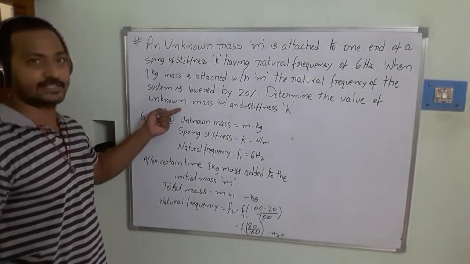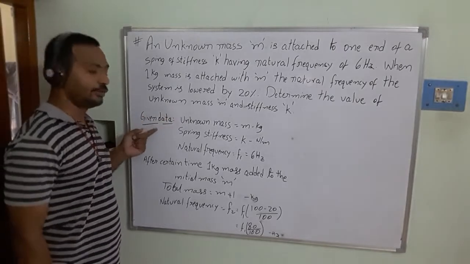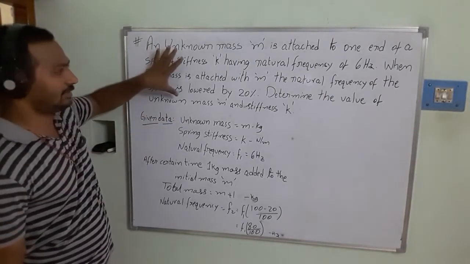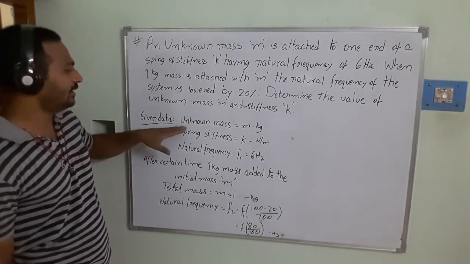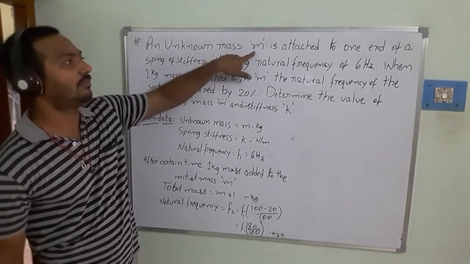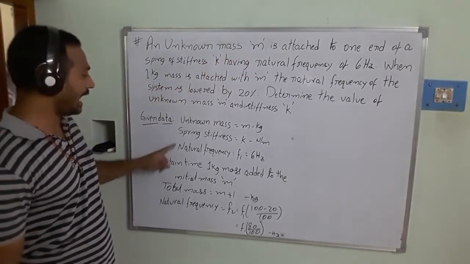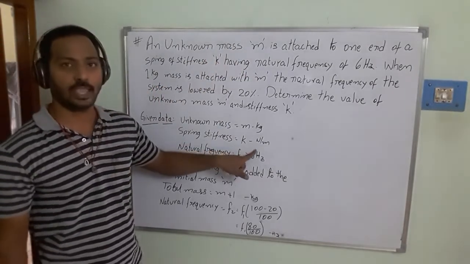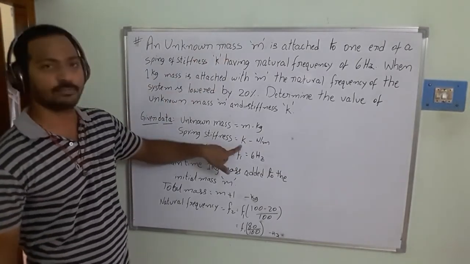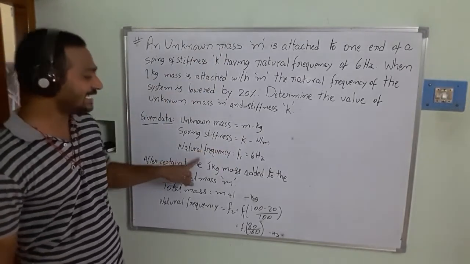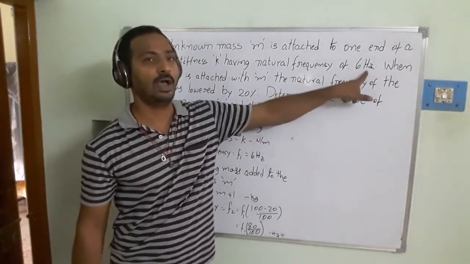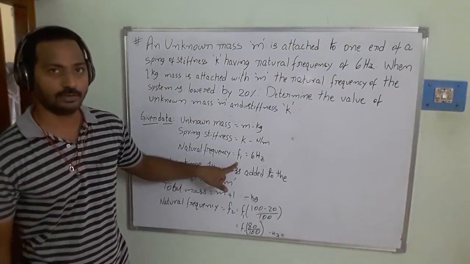In this case, I have converted the problem into the given data. What is the given data? From the problem I identified the unknown mass, which I have called m, the mass of the unknown system, and the spring stiffness k. These are the two parameters identified from the problem. Next, the natural frequency of the system, 6 Hz, is given, and I am considering that as f1.